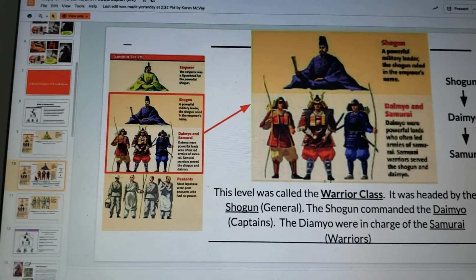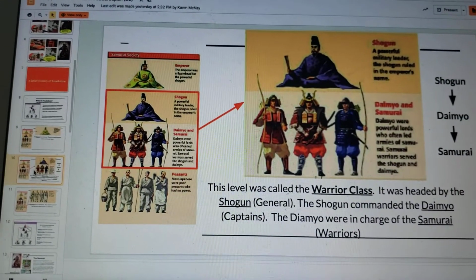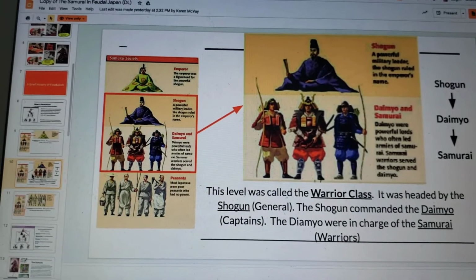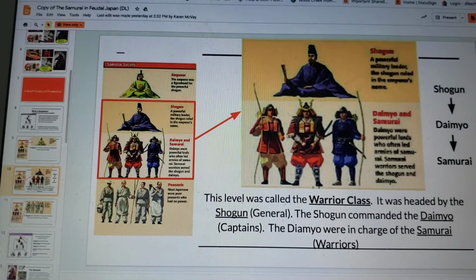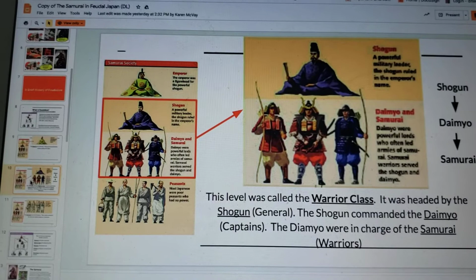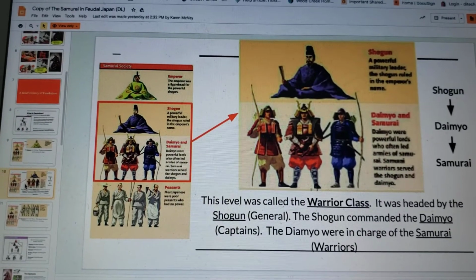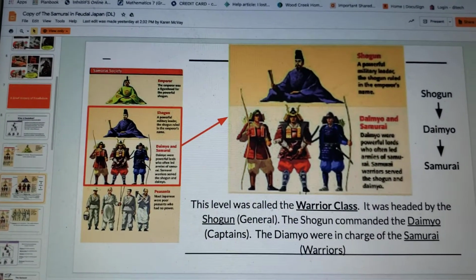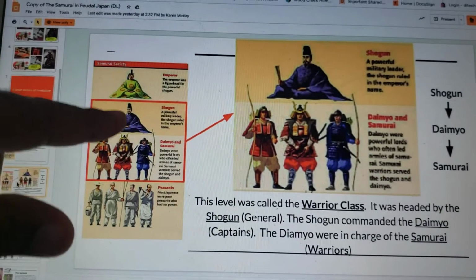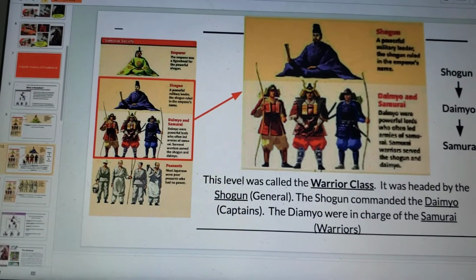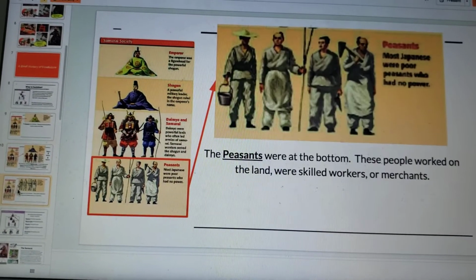was called the warrior class. It was headed by the shogun or the general. The shogun commanded the daimyo or the captains, and the daimyo were in charge of the samurai, who were our warriors. So that's the second and third row here. Moving on, slide 11.